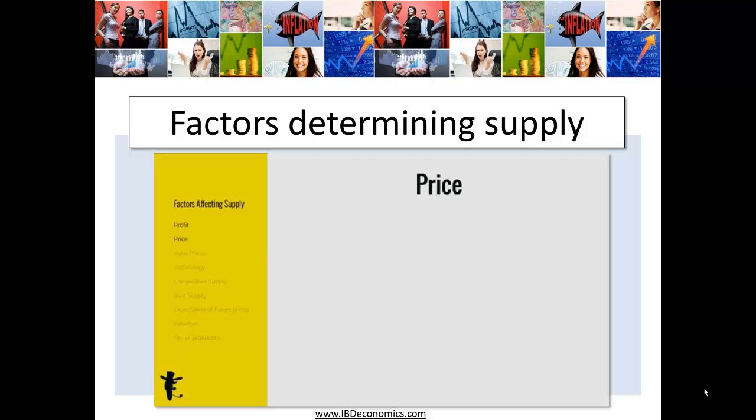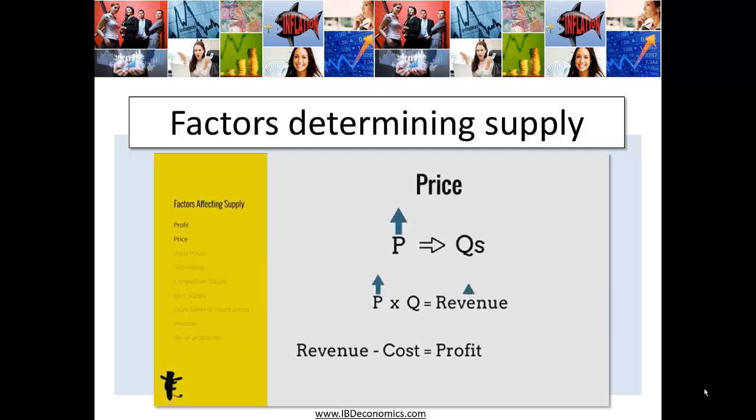First, prices. When price increases, revenue increases. Hence, profits increase. That's a signal to produce more. In other words, increase quantity supplied.